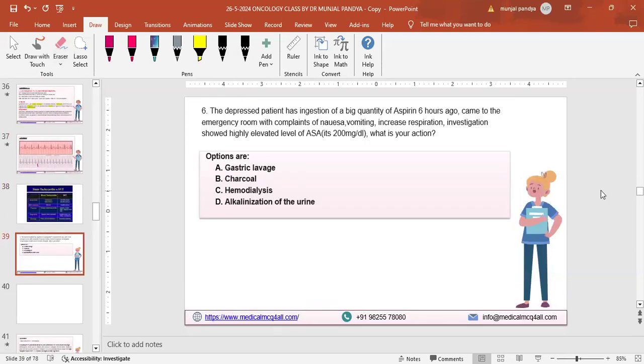A depressed patient ingested a big quantity of aspirin 6 hours ago. Came to the emergency room with a complaint of nausea, vomiting, and increased respiration. Investigation shows a highly elevated ASA, that is aspirin, at 200 milligram per dL. What's your action? Are you going to do gastric lavage, charcoal, hemodialysis, or alkalinization of urine?